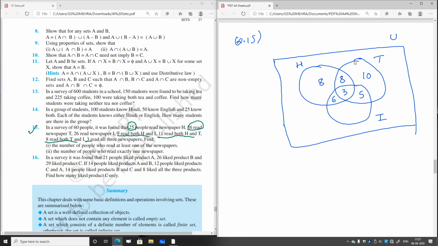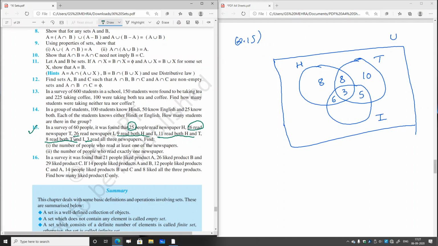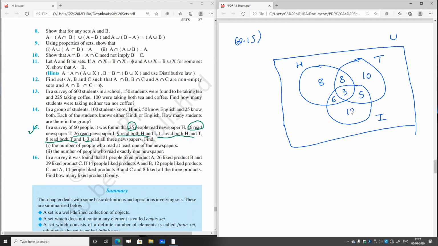Then our next step will be filling up this portion. For this we'll have to check how many people are reading newspaper I. 26 people read newspaper I. Out of 26, some entries are here, which will be subtracted from 26. So what is this total? 6 plus 3 is 9, 9 plus 5 is 14. So 14 will be subtracted from 26, and we'll get 12 here.